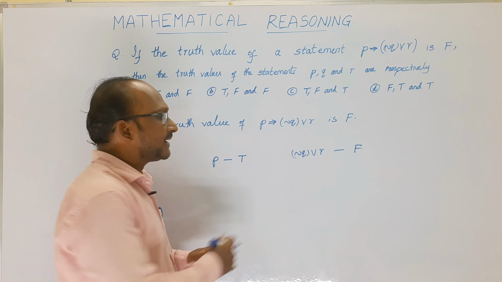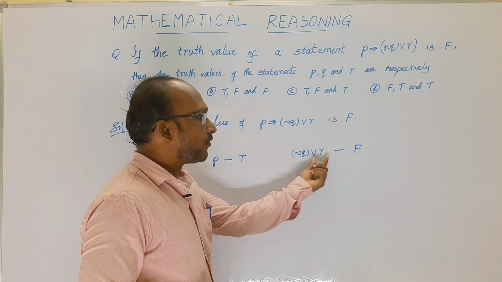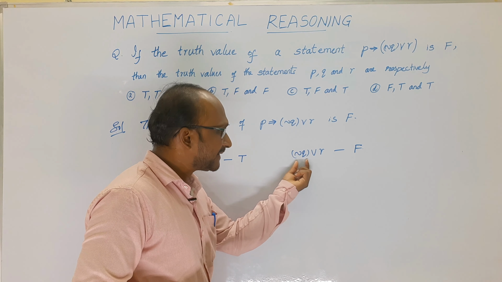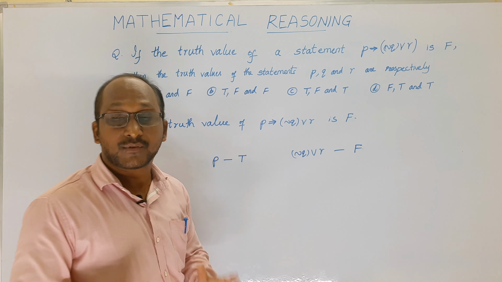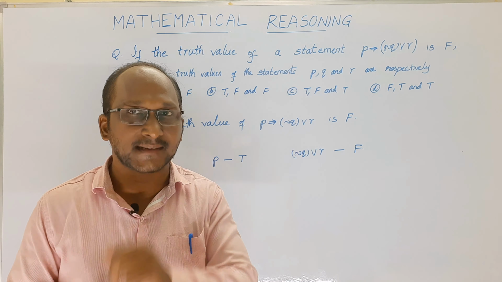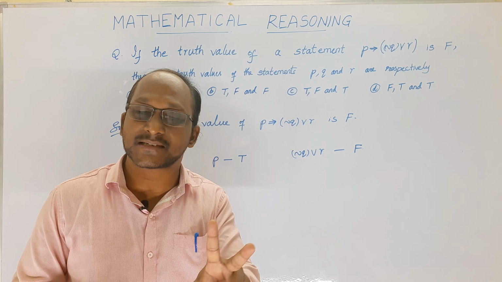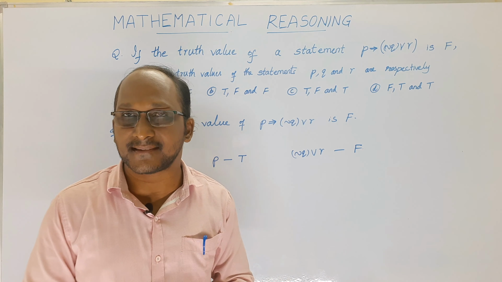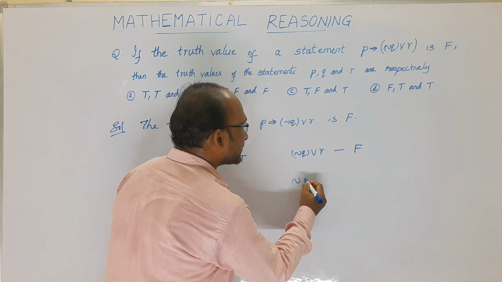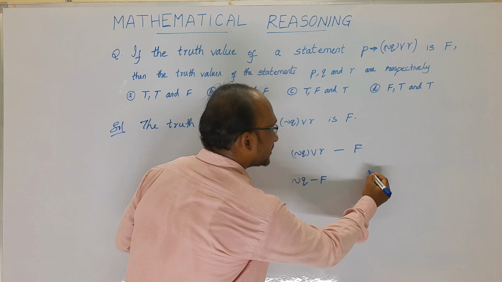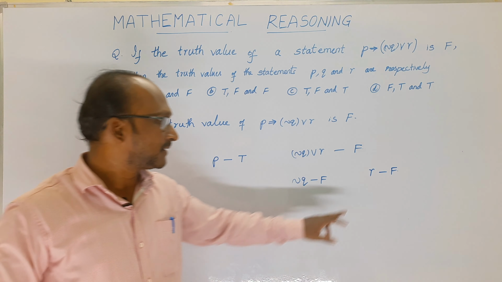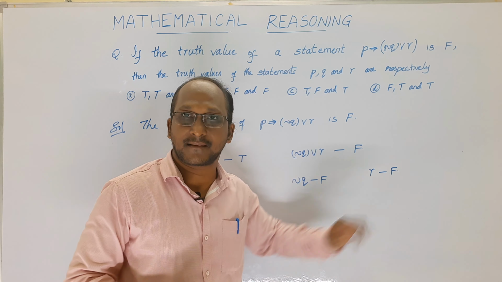Let us see the second statement, that is negation Q or R is false. But this is the disjunction of the statements negation Q and R. But we know that disjunction of two statements is false only in one case. That is, when both the statements are false, their disjunction is false. That's why here we can say that the truth value of the statement negation Q is false and also the truth value of the statement R is false. Now we have got the truth value of R also, that is false.